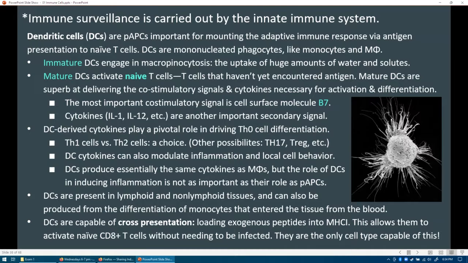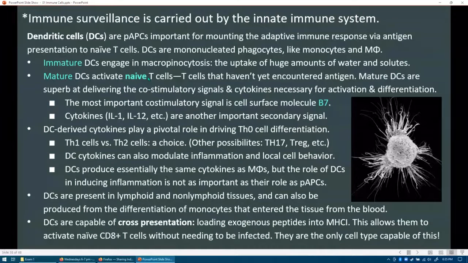However, when they get pissed off, when they've been stimulated with cytokines or they've encountered some kind of pathogen, they become mature dendritic cells. And these are the most important cell type in the entire immune system, probably, at least in the innate immune system, because they activate naive T cells, and they are the only cell that activates naive T cells. A naive T cell is a T cell that has not yet encountered antigen. Okay?